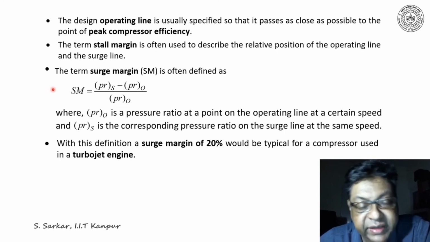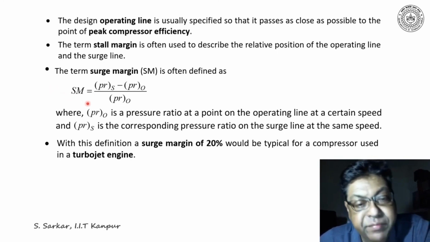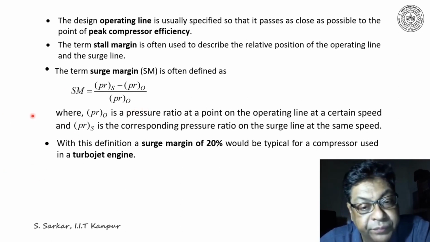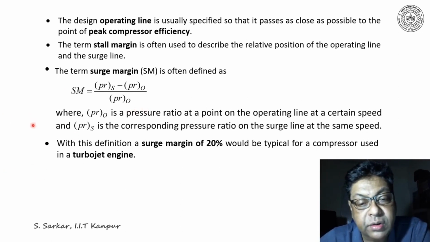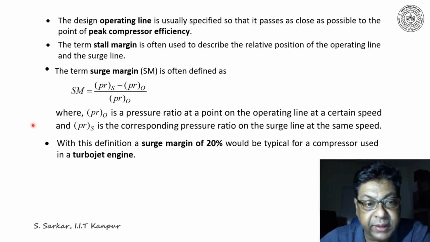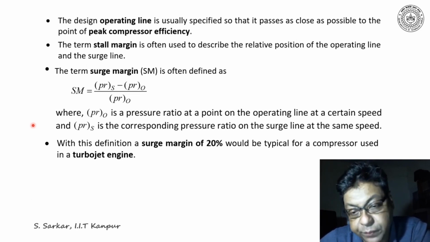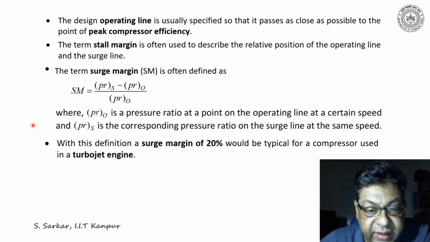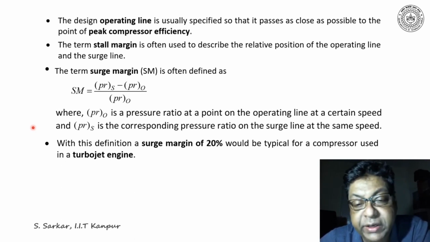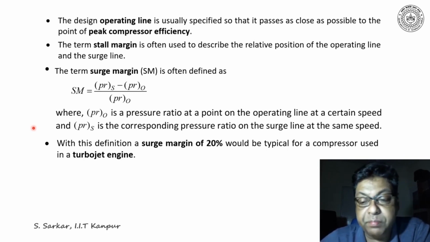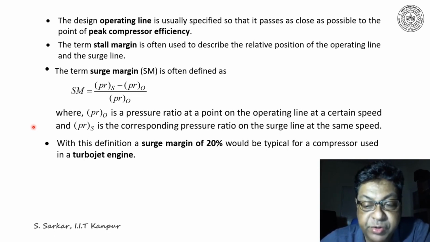The surge margin is defined here as Sm equals PRS minus PRO divided by PRO, where PRO is the pressure ratio at the point on the operating line at a certain speed, while PRS is the corresponding pressure ratio on the surge line at the same speed. With this definition, a surge margin of 20% would typically be used for the compressor in a turbojet engine.